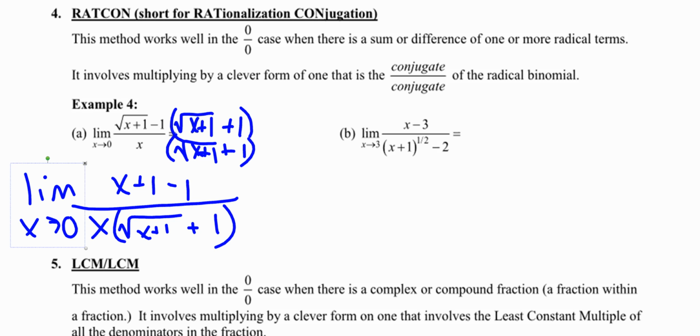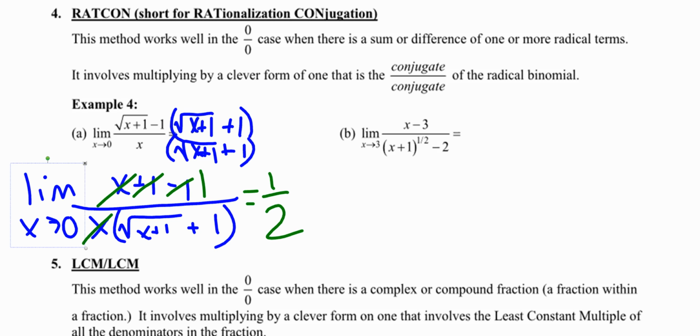Now, if you see this, we have plus 1 minus 1, they cancel out. X over x, they cancel out. So we really have 1 over that. Okay, plug in a 0, we get 1 over 1 plus 1, which is 2.